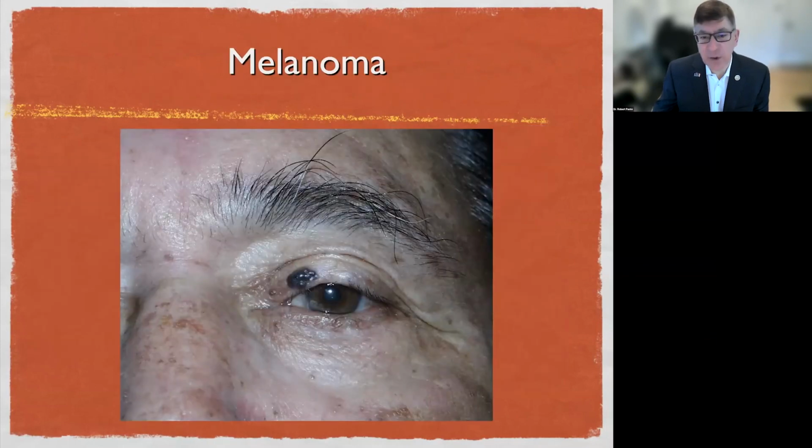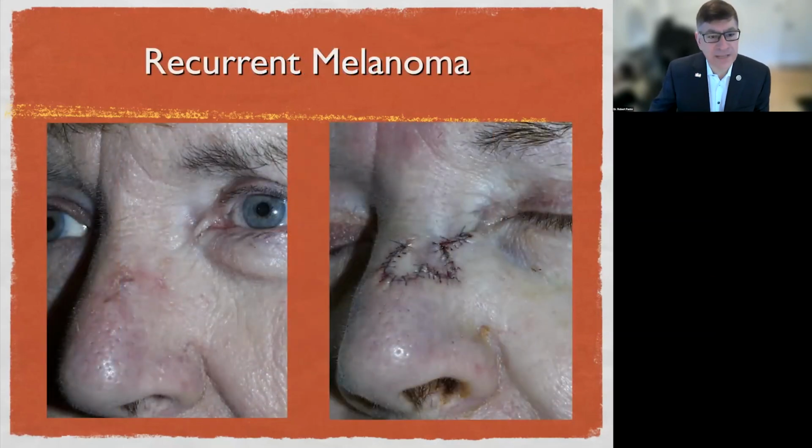Another example of melanoma. You can see this looks different from a nevus. It has this multi-lobulated appearance, it's variegated in pigmentation. It's not quite as discrete. Another example of a recurrent melanoma this time.